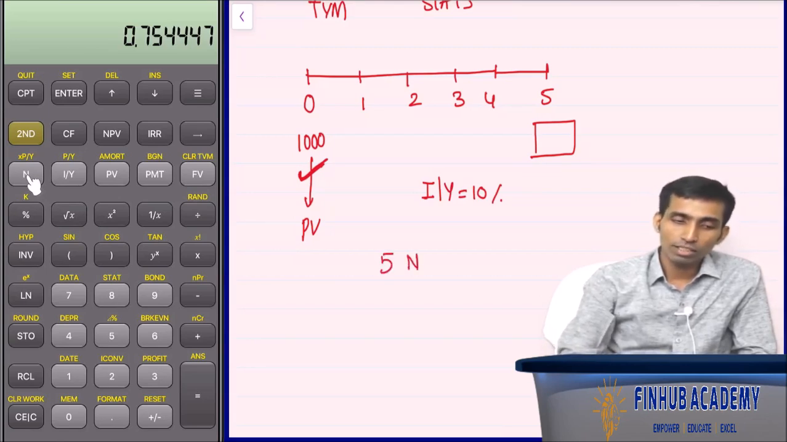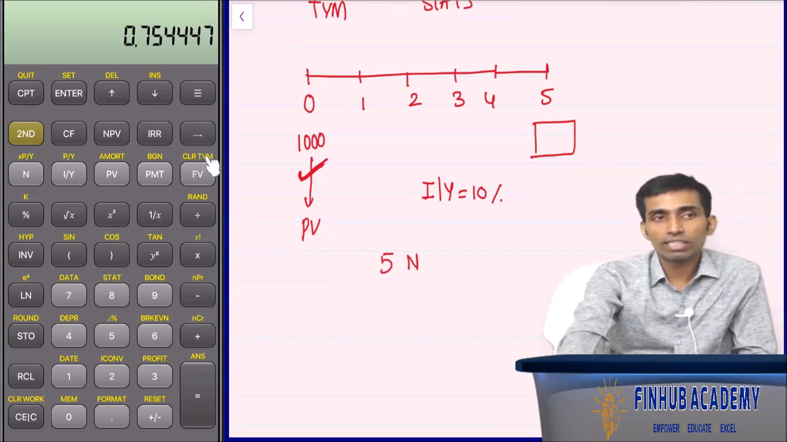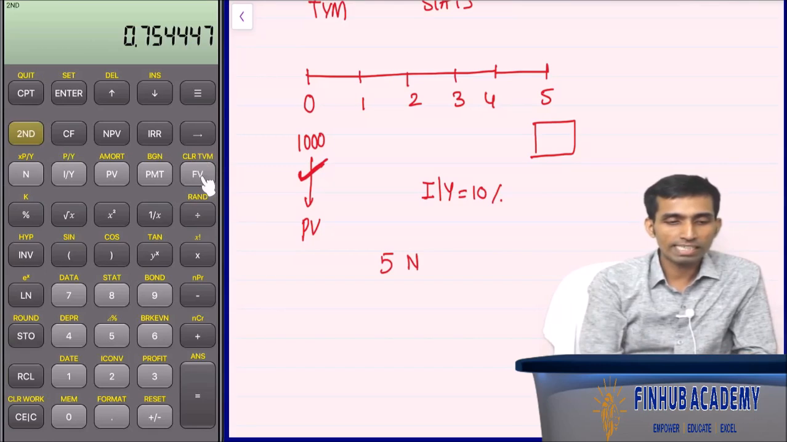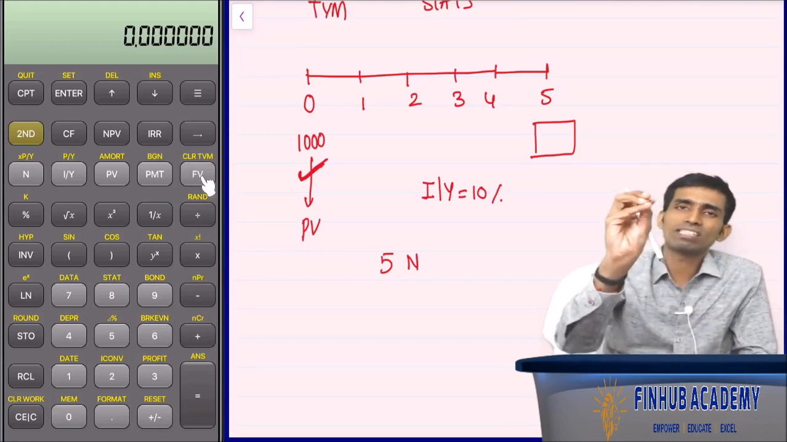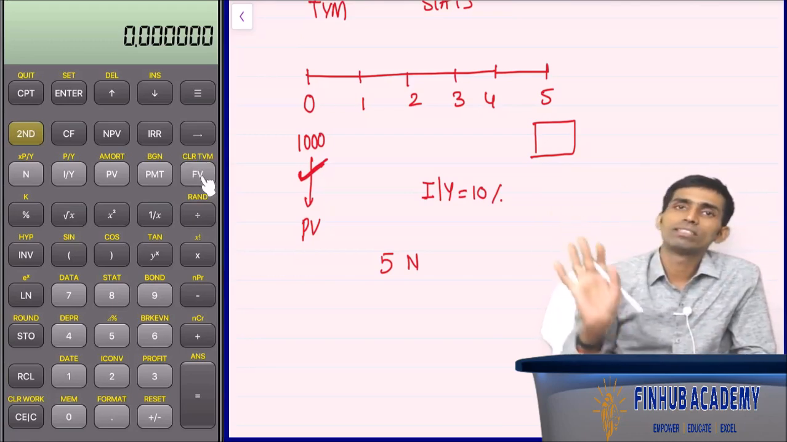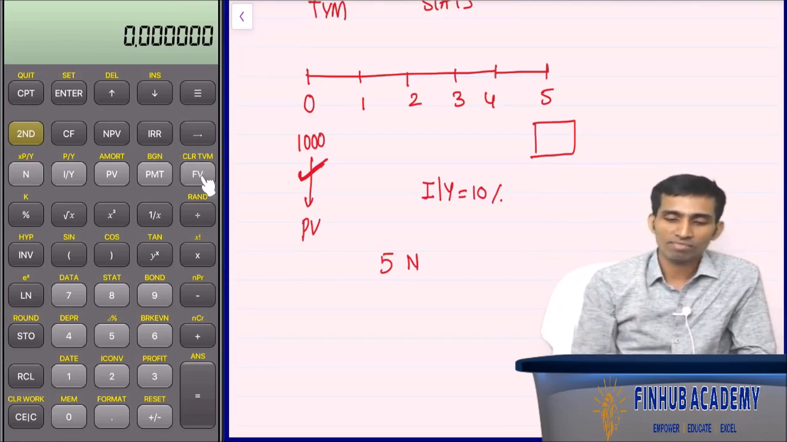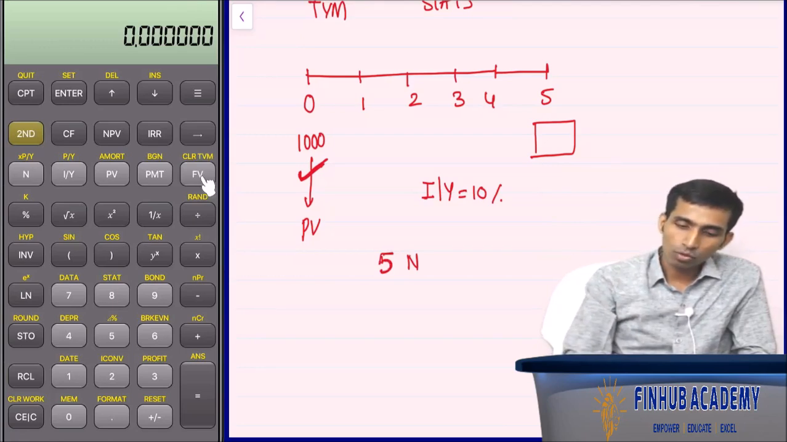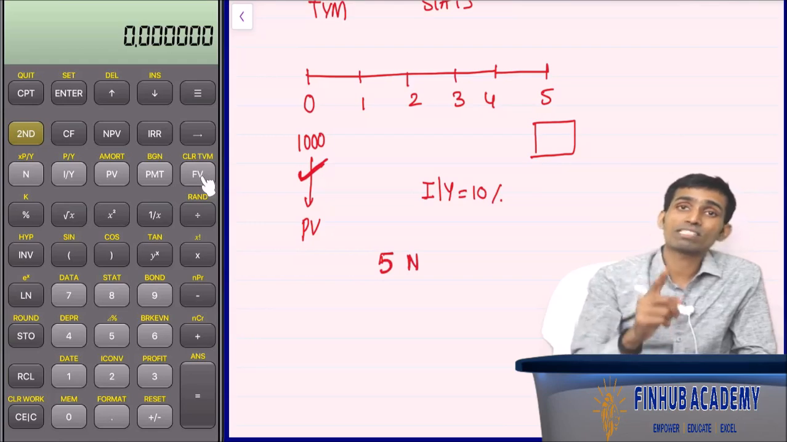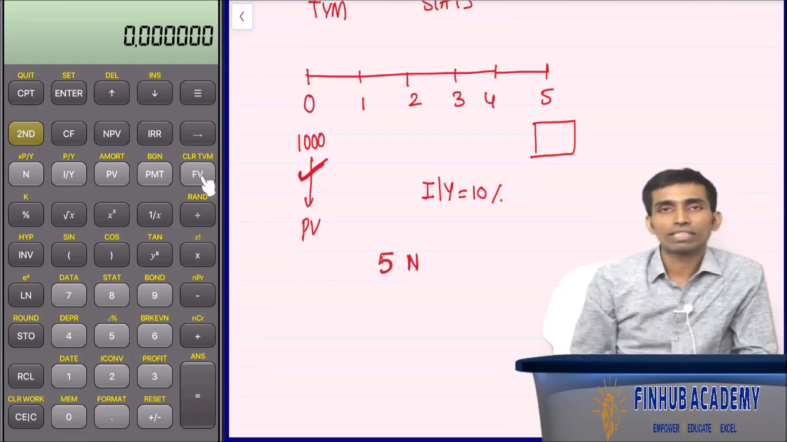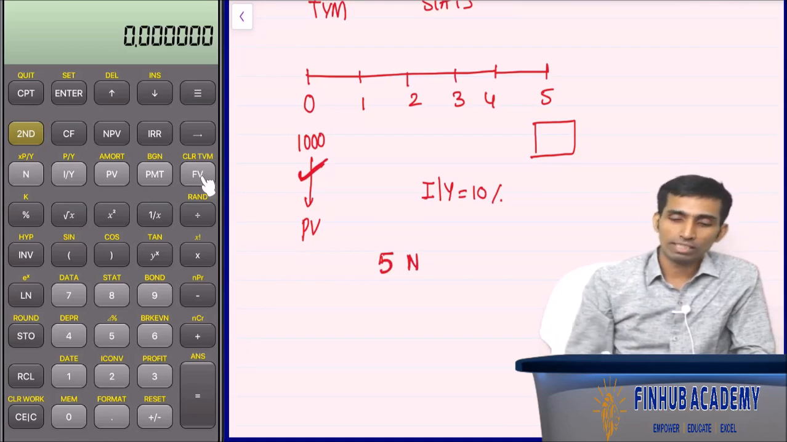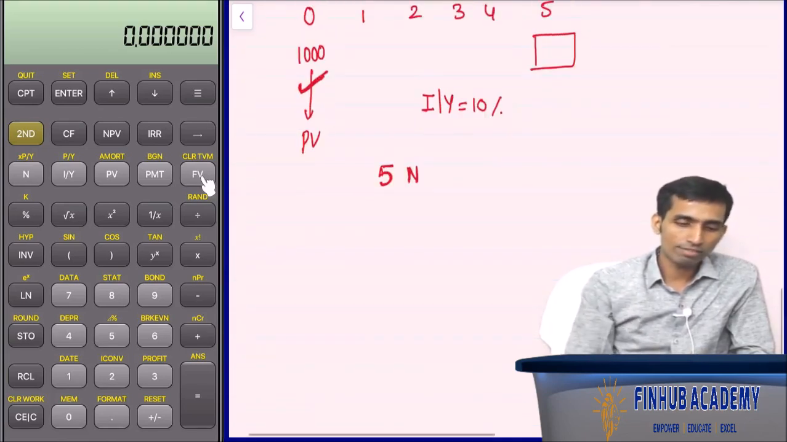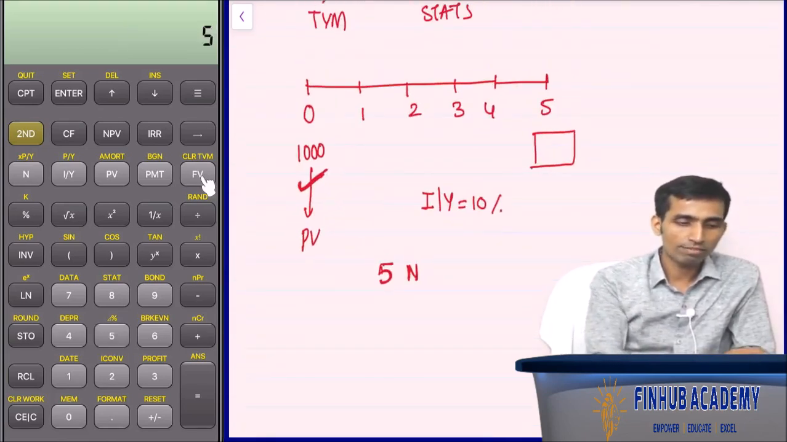Before that, see here this button, this is yellow, clear TVM. You should press second and FV. Please do this for me, second and FV. Then I will press CC, this clear button. All the stored things in the TVM have got erased, cleared. Now I will press 5 N. Always before doing the sum, to be on the safer side, you should clear the TVM. Okay, you will be using it in the exam also. Clear TVM. 5 N.